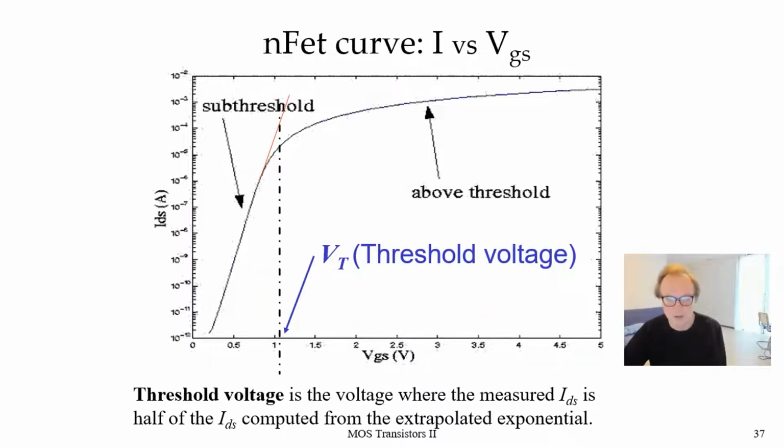If you plot the other curve, IDS versus VGS, we have this curve we had before. In subthreshold, it's linear on this log scale with the gate source voltage, and then it goes into square law. And then we have the threshold voltage by the same definition here, with this factor of 2 from the extrapolated curve. And the threshold voltage is the voltage where the measured IDS is half of the IDS computed from the extrapolated exponential.